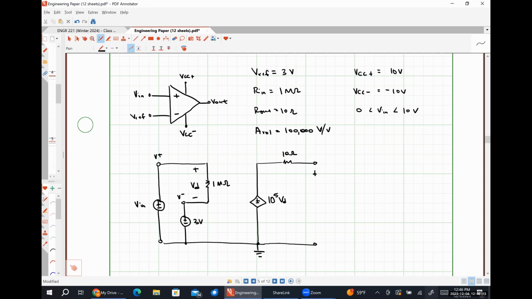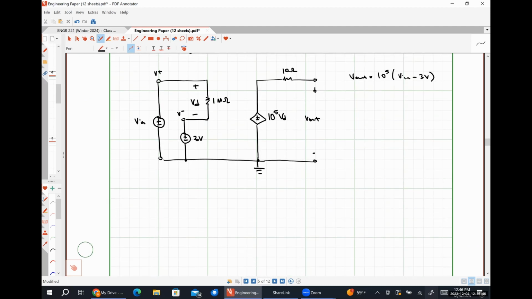And then my output voltage is measured across the output terminal and ground, like so. So mathematically speaking, our output voltage then, V out, is going to be 10 to the 5 times Vn minus 3 volts, because Vn minus 3 volts is my differential voltage for this particular circuit.